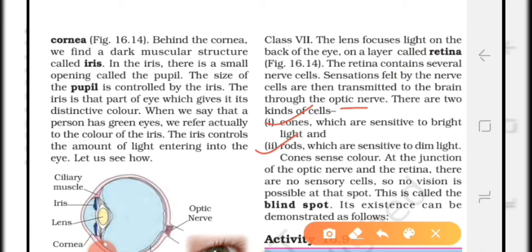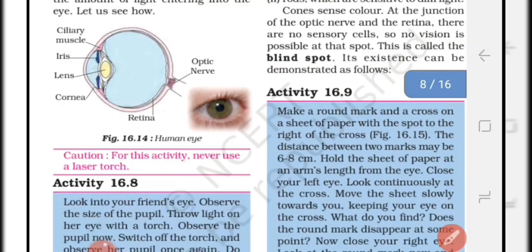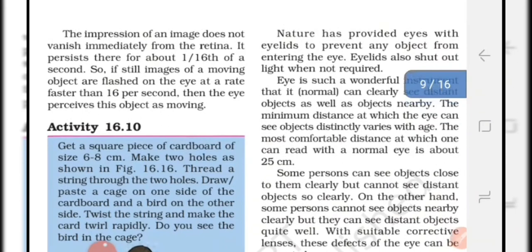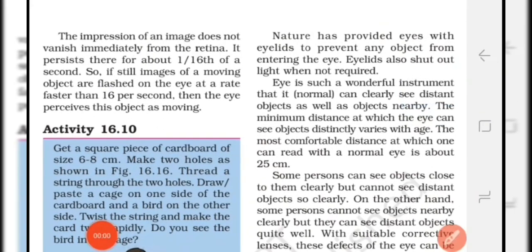Now what is the blind spot? At the junction of the optic nerve and retina, there are no sensory cells, so no vision is possible at that spot, and this is called the blind spot. Now let us move to the next important topic, persistence of vision. What is persistence of vision?